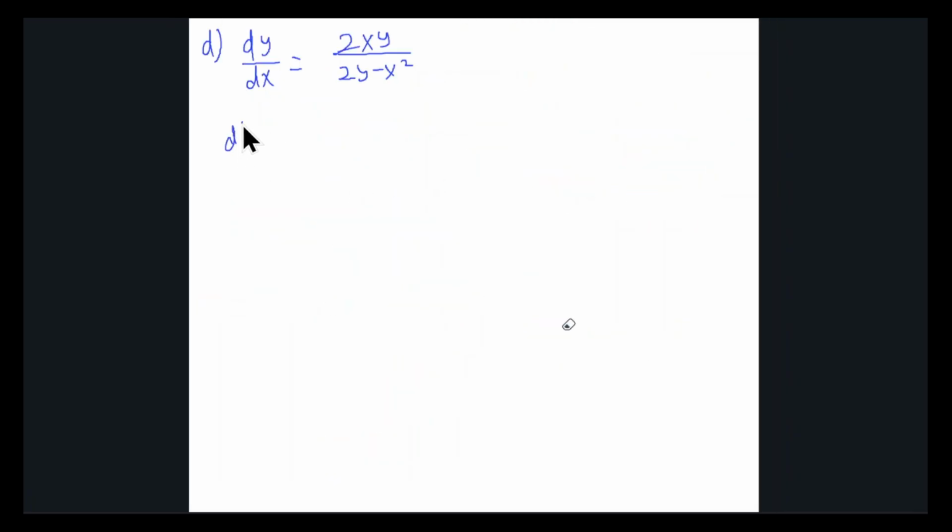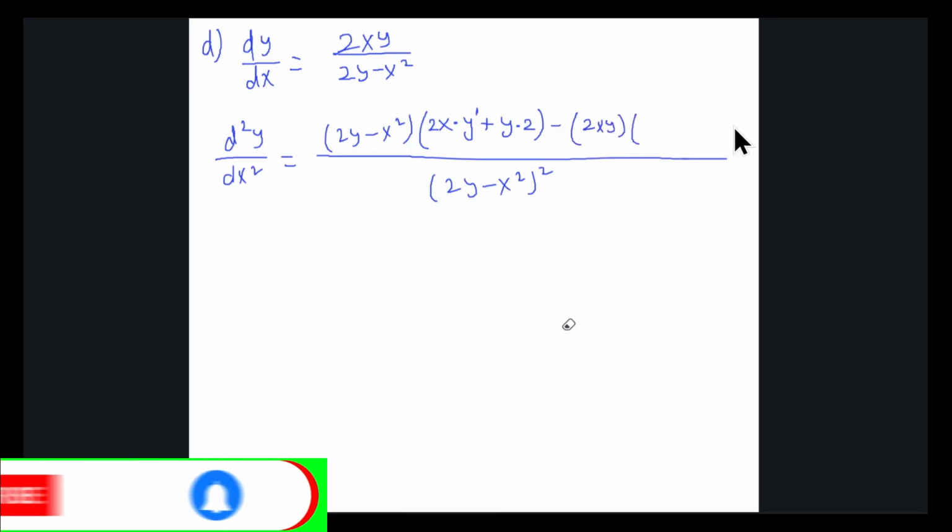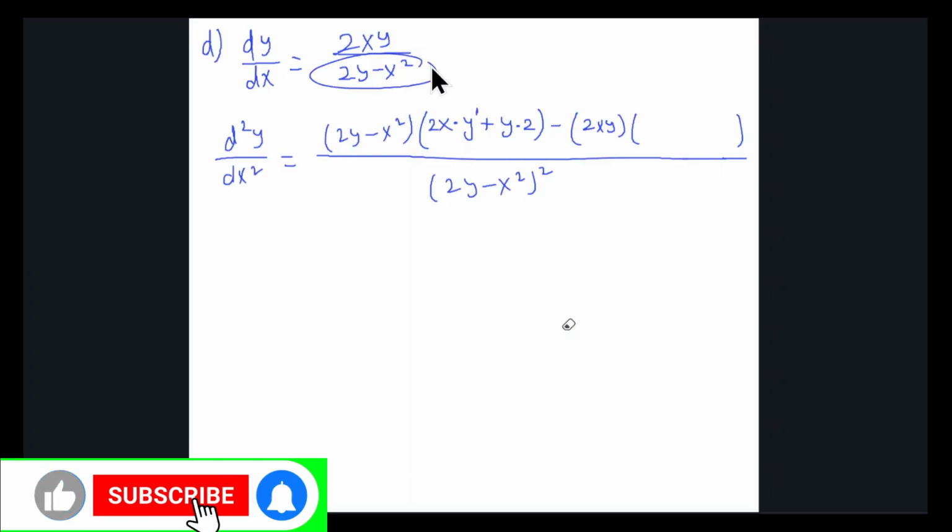So I'm going to differentiate this and use the quotient rule first. So it will be low square, 2y minus x square, squared. Low d high. When I differentiate 2xy, I need to use the product rule. So 2x remains as it is and the derivative of y is y prime. And then y remains as it is and the derivative of 2x is just 2. Minus high d low, so high is 2xy and the derivative of low will be the derivative of this one. So it will be 2y prime minus 2x.